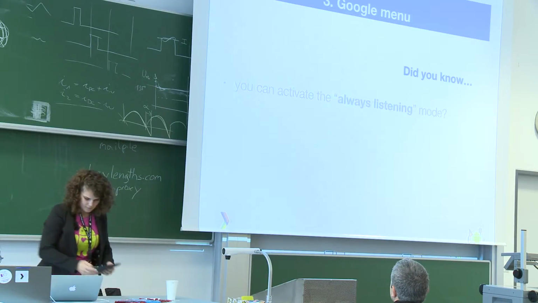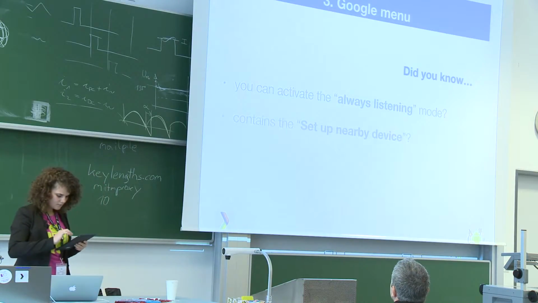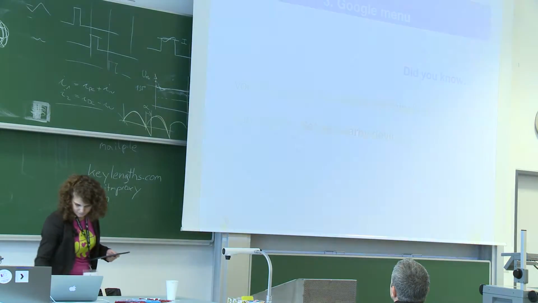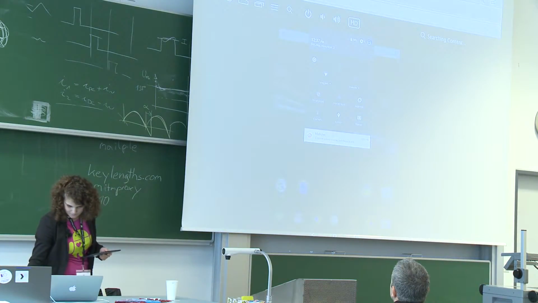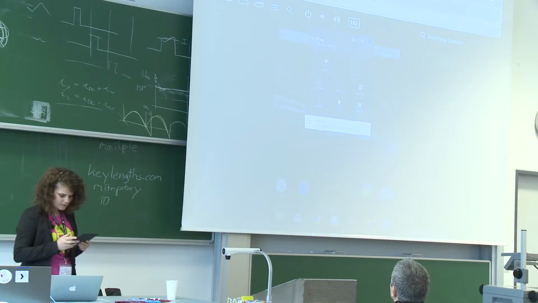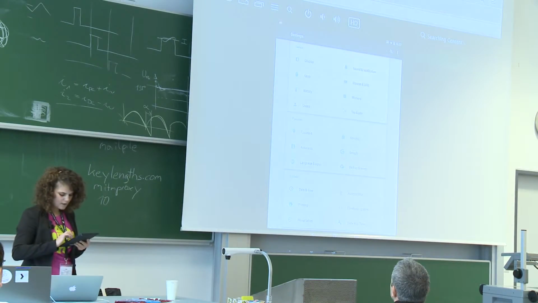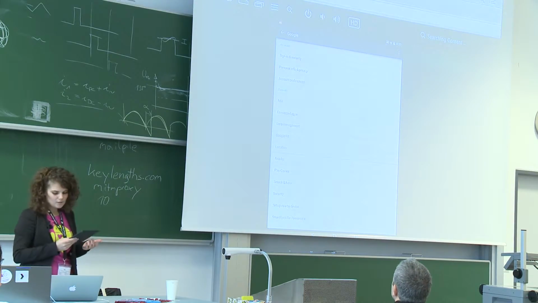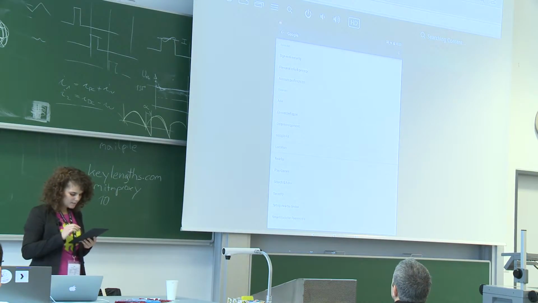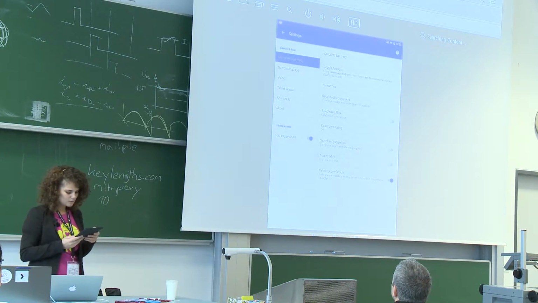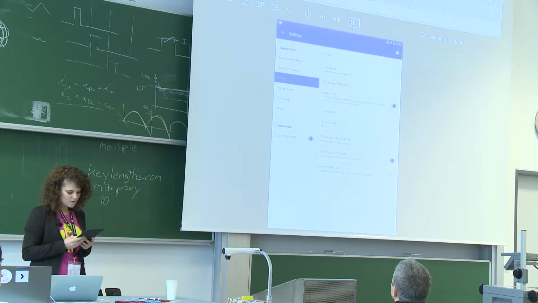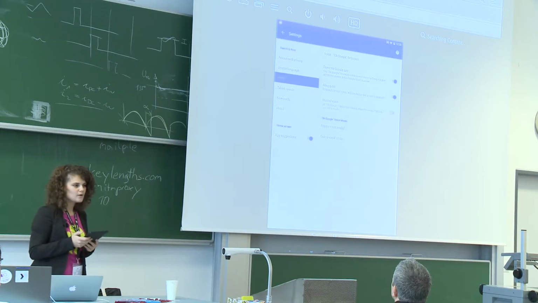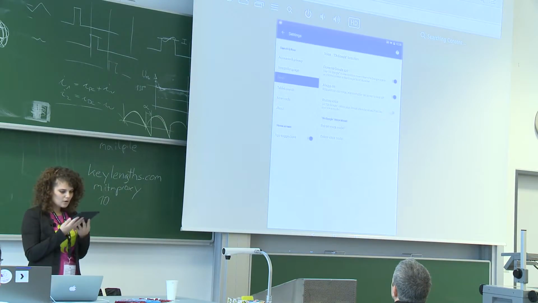So if we go to the settings menu, you'll see that Google now has its own place. And now from here we can do a lot of stuff, like we can activate always listening mode, which means that if we go on voice and we go on OK Google detection, if it's always on, no matter where you are, you can say OK Google.